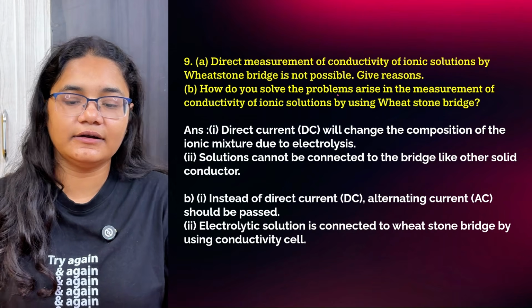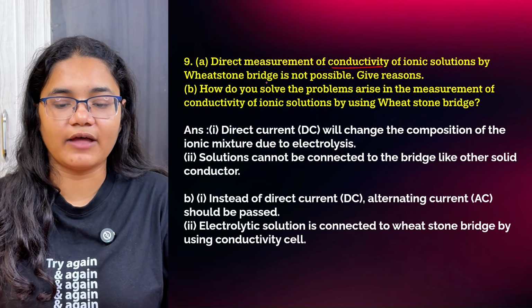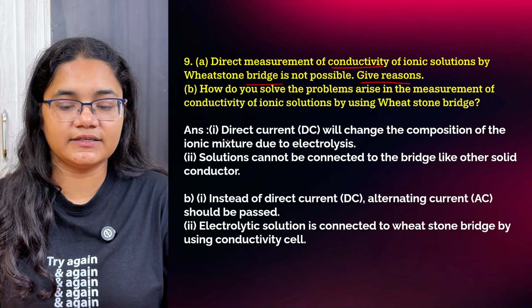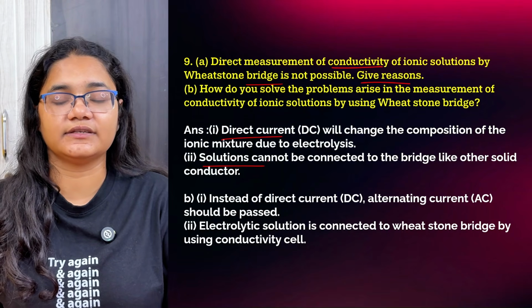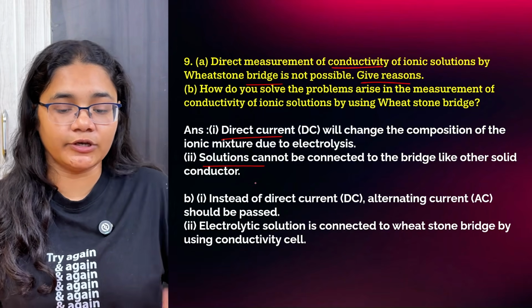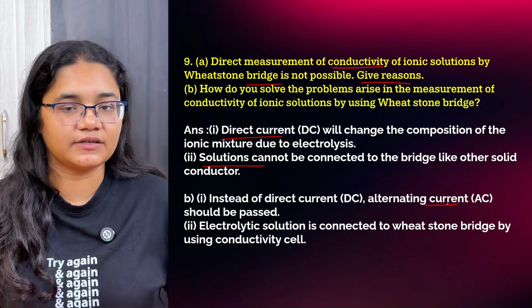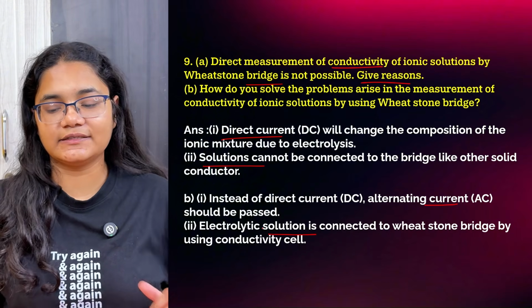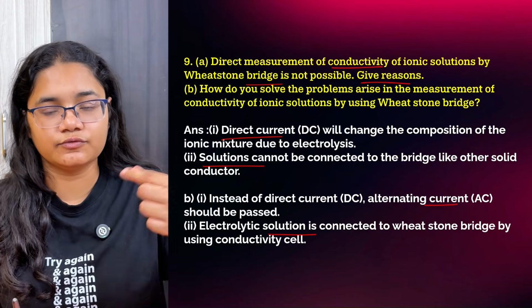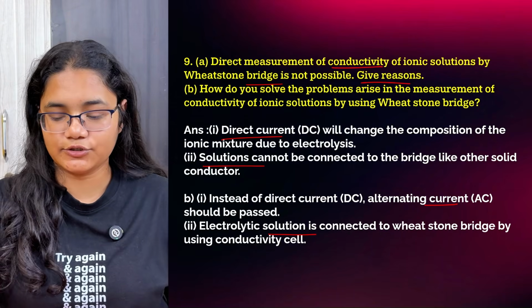Next: direct measurement of conductivity of ionic solution through Wheatstone bridge is not possible. Give reason. So the first reason is that here direct current is used, and the second reason is you cannot use solutions directly in the Wheatstone bridge. What is the solution here? You can use AC current instead of DC current, and a conductivity cell is used to connect the electrolytic cell to the Wheatstone bridge.